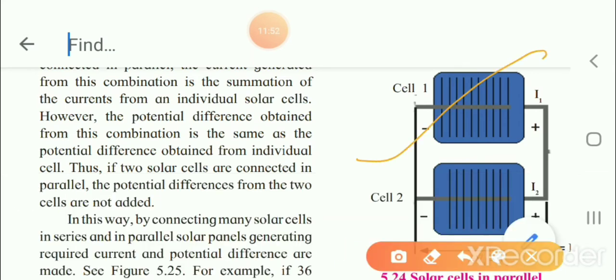Here you can see they are connected in parallel. So now in this case, when the two solar cells are connected in parallel, the current generated from this combination is the summation of the current from an individual solar cell, and the potential difference obtained from this combination is the same as the potential difference obtained from the individual cell.